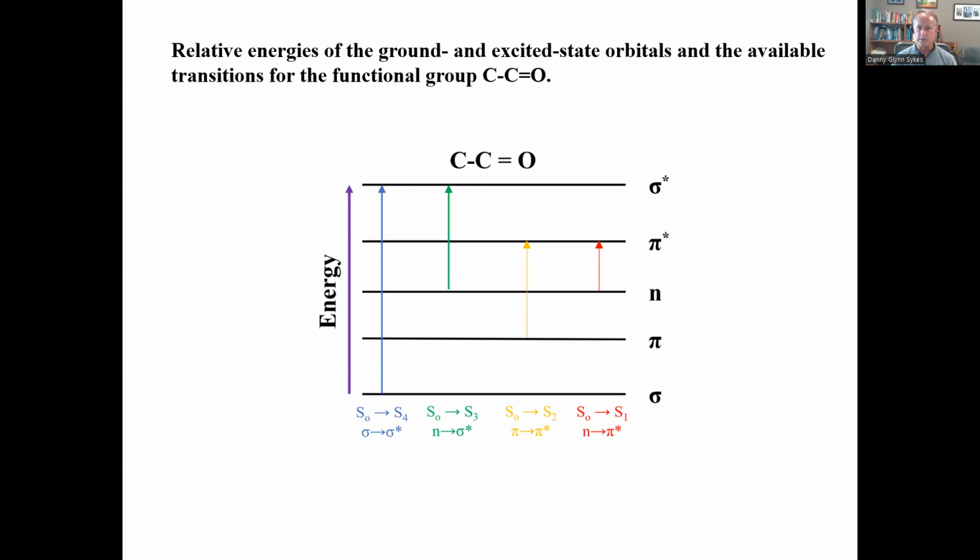Here are the relative energies of the ground and excited state orbitals and the transitions for a hypothetical functional group, C=O. S0 to S4 is a sigma to sigma star transition within this molecule, and S0 to S1 is an n to pi star transition. This shows the orbitals and antibonding orbital relationships and the transitions between them for this hypothetical molecule.